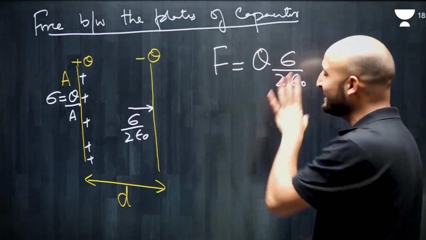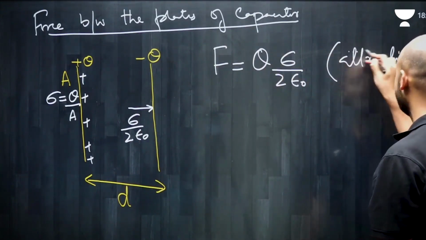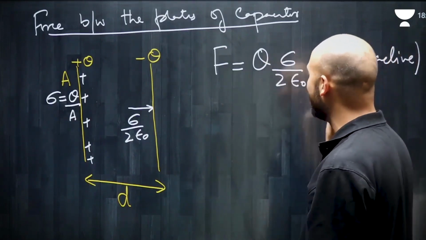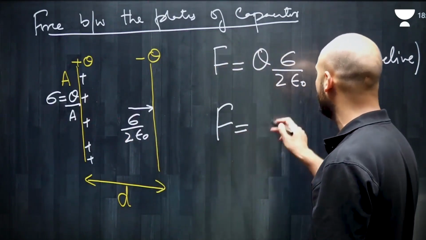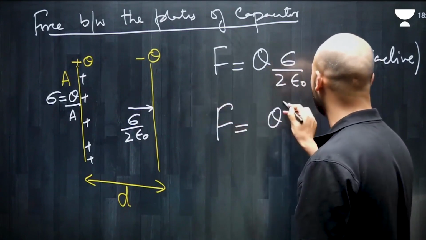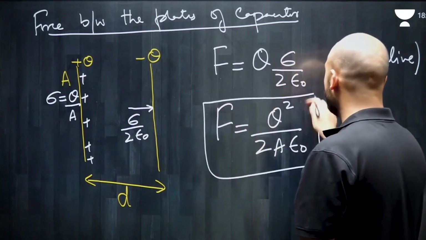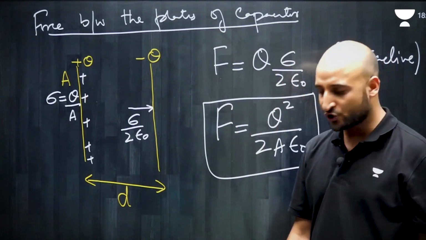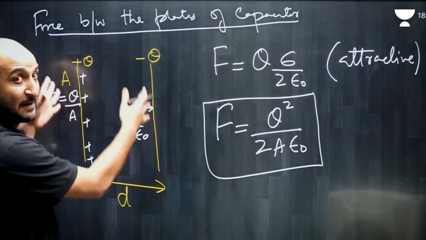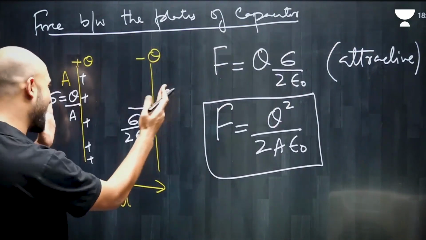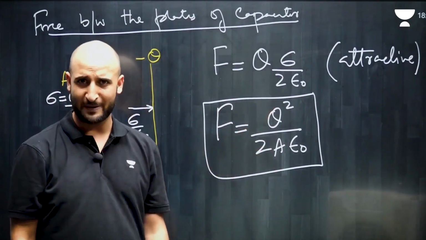So the force acting on the negative plate, which will actually be attractive in nature, that's a very logical thing, will be Q into sigma by 2 epsilon naught. Since sigma is Q by A, the force of attraction between the plates of the capacitor will be equal to Q into sigma, that's Q by A, so it becomes Q squared divided by twice A epsilon naught. This is the force between the plates of the capacitor, right? The two plates of the parallel plate capacitor are going to attract each other, and this is the force of attraction between them.